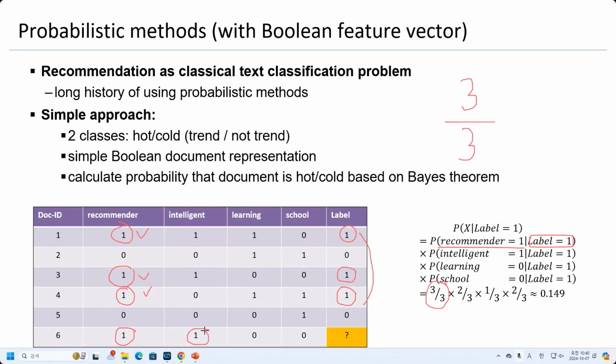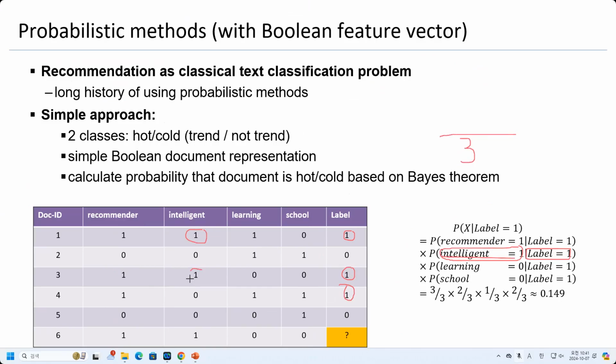Now let's check the word intelligent equals 1. I want to know the probability that the word intelligent equals 1, given that the label equals 1. We have 3 documents with label 1, but how many of them have the word intelligent equal to 1? This is intelligent 1, this is intelligent 1, but this is 0. It means 2 out of 3 of the documents with label 1 have intelligent equal to 1.